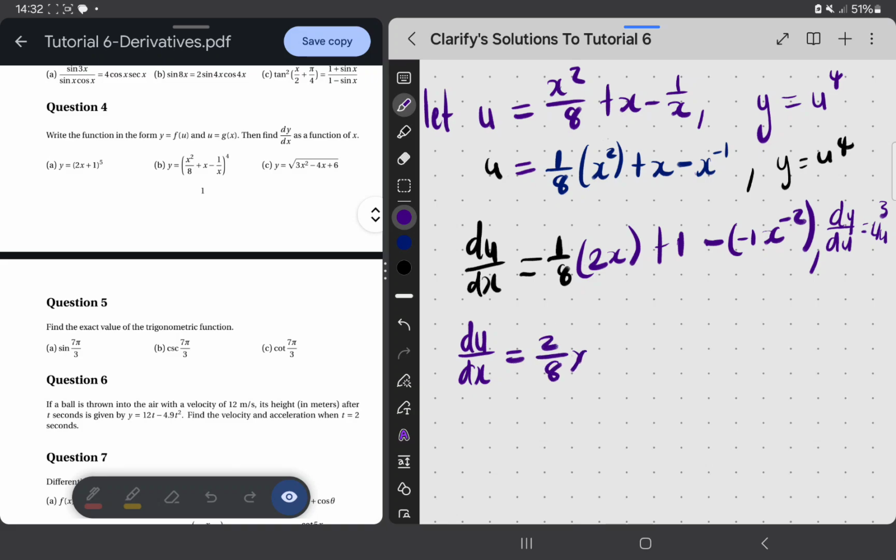So it becomes 2 over 8 of x plus 1. Then minus becomes a plus. So plus 1 times this, since it's x to the negative 2, we can just put it in the denominator and it becomes x to the positive 2. Then we can now say our dy du, on the other hand, will be 4u to the 3.